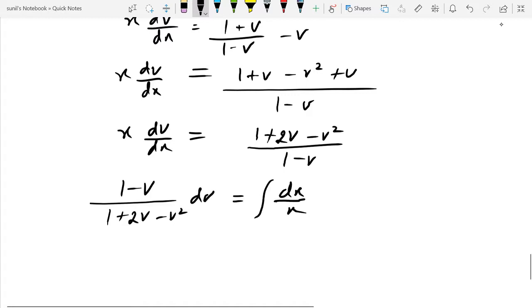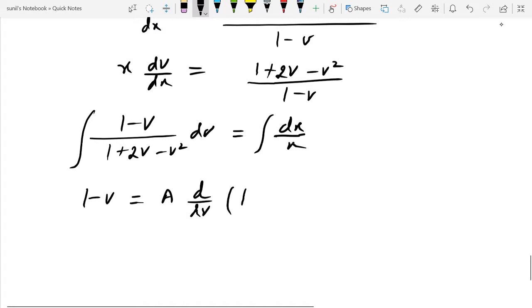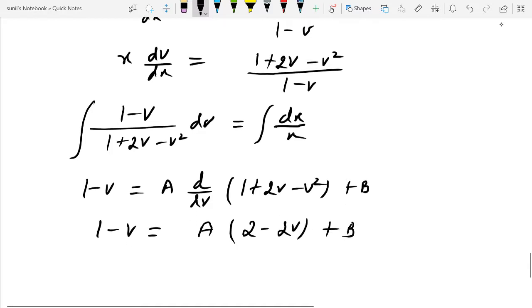Now the next question arises, how we are going to simplify this expression. It is linear by quadratic. So we can write this as 1 minus v is equal to a into derivative of 2v minus v square plus v. 1 minus v, that is a times of 2 minus 2v plus v. Now comparing the coefficient.